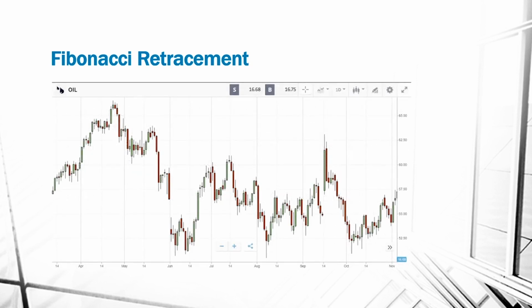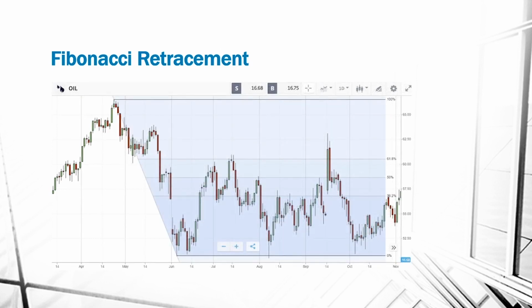So here we have a chart of oil contracts, daily chart, and if we were to use our Fibonacci tool, it would look something like this. So what we do is that we take the highest point to the lowest point, and on the right side, we can see that we have our ratios. We have 38.2, we have 50%, and we have 61.8%.